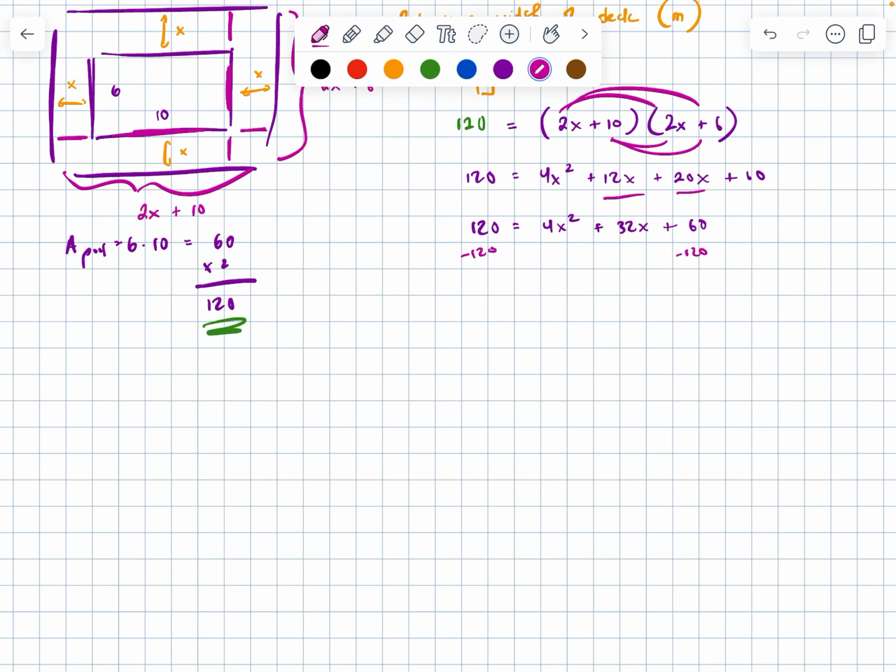My last move here, I want a 0 on one side, either to factor or to use the quadratic formula. So I've got 120 minus 120 is 0. And then I've got 4x squared plus 32x minus 60. From here, before I use the quadratic formula, do you see a quality of life choice I can make? Pause the video. What can I do to make my life easier?